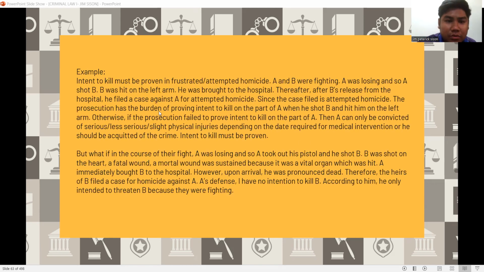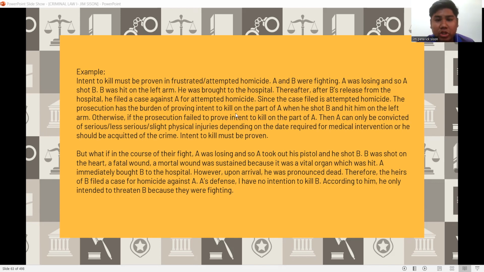Okay? Intent to kill must be proven in frustrated or attempted homicide cases. Example, A and B were fighting. A was losing and so A shot B. B was hit on the left arm. He was brought to the hospital. Thereafter, after B's release from the hospital, he filed a case against A for attempted homicide. Since the case filed is attempted homicide, the prosecution has the burden of proving intent to kill, okay, on the part of A when he shot B and hit him on the left arm.